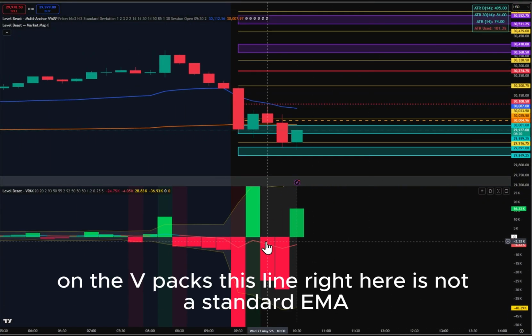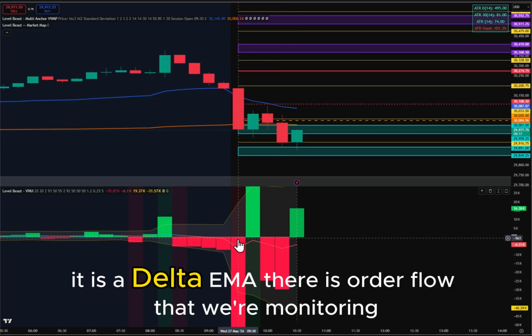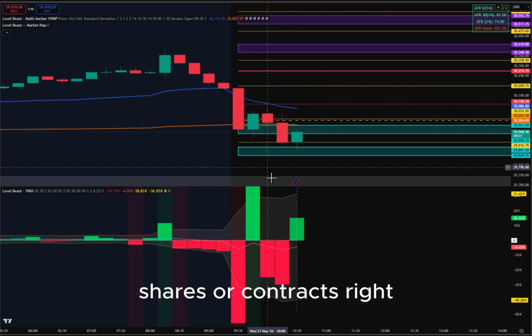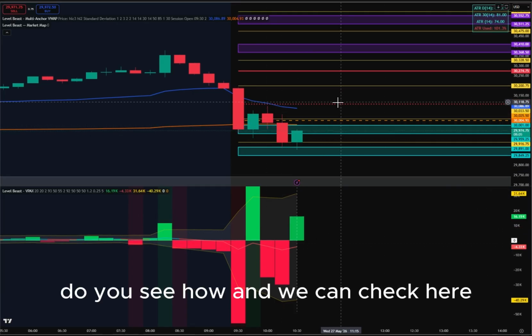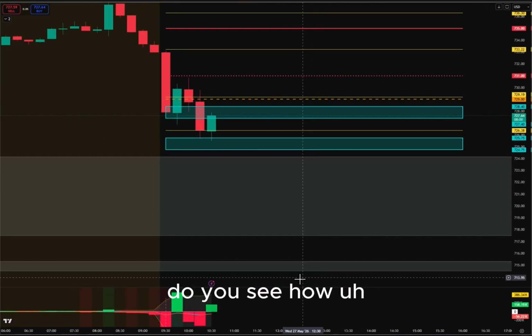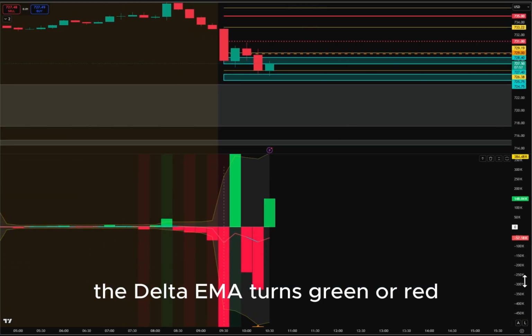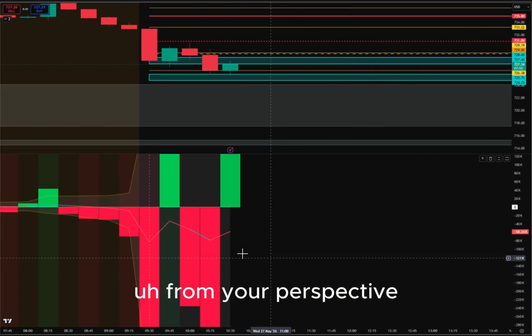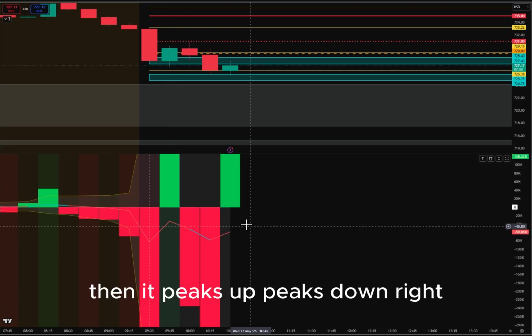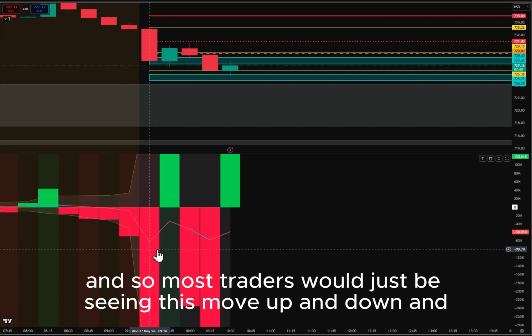This line right here is not a standard EMA. It is a delta EMA. There is order flow that we're monitoring, and we need to see when Wall Street will be engaged via orders, shares, or contracts. Do you see how the delta EMA turns green or red? From your perspective, it's a teal or coral color. You see there's a little dot, then it peaks up, peaks down. Most traders would just be seeing this move up and down, and that's their cue.